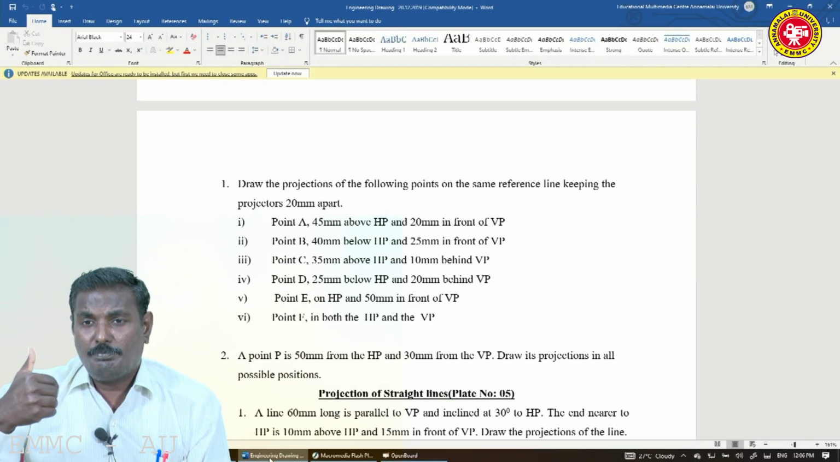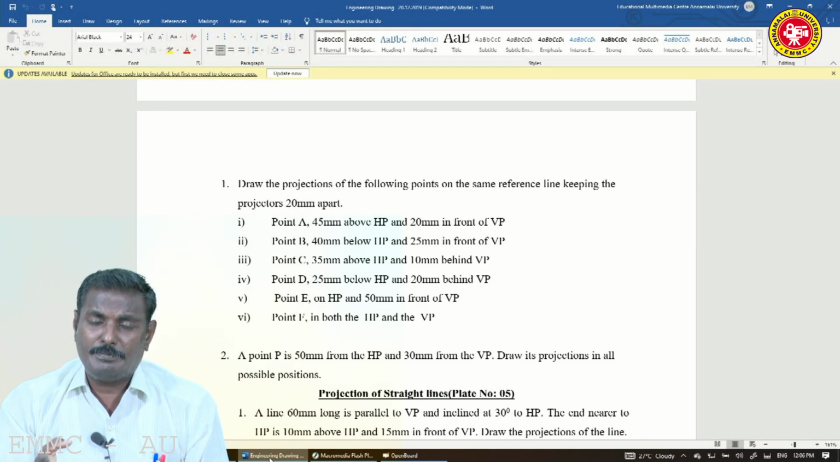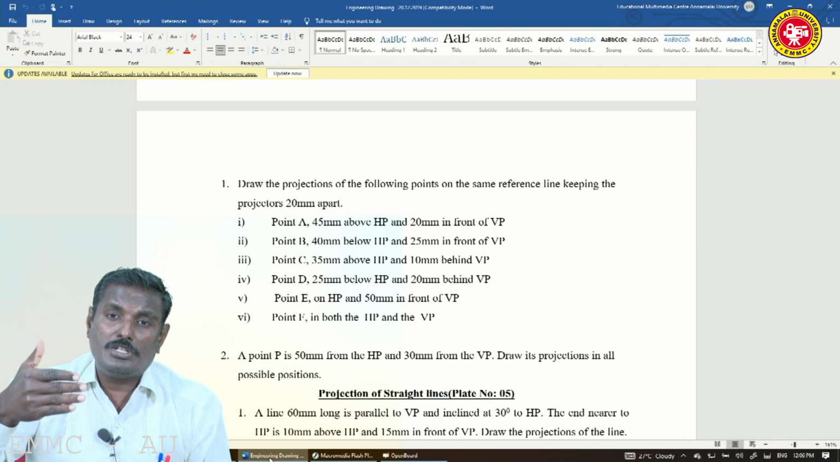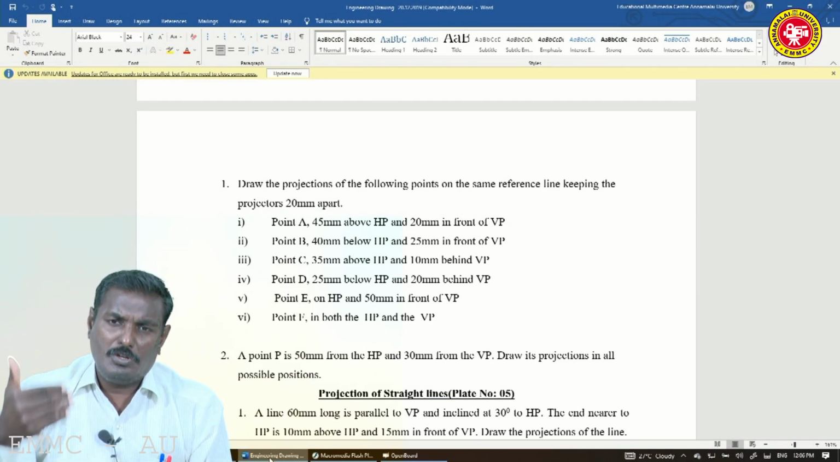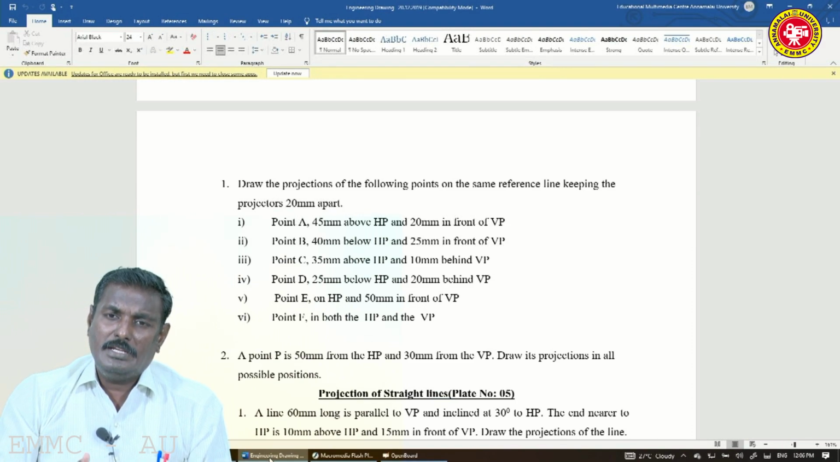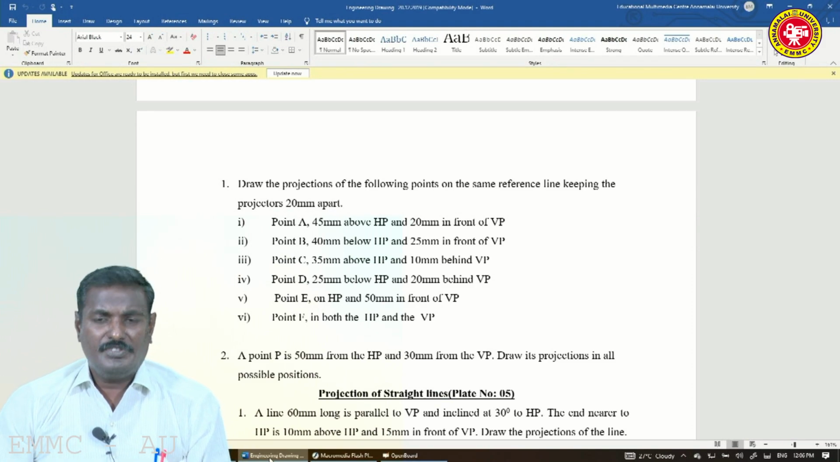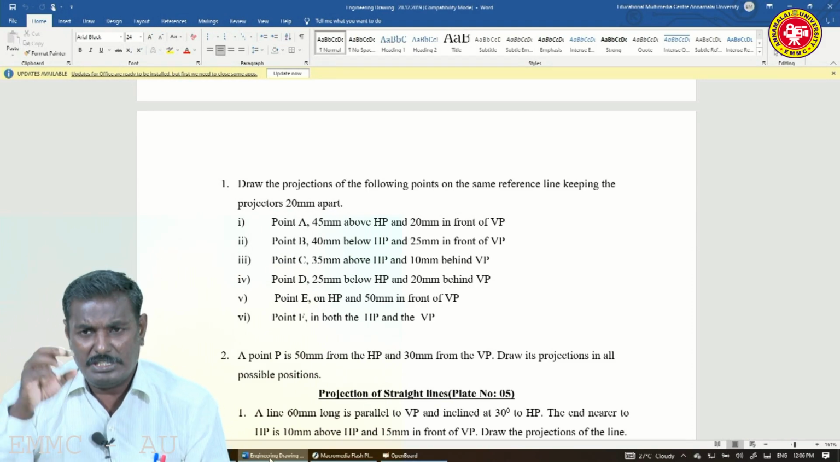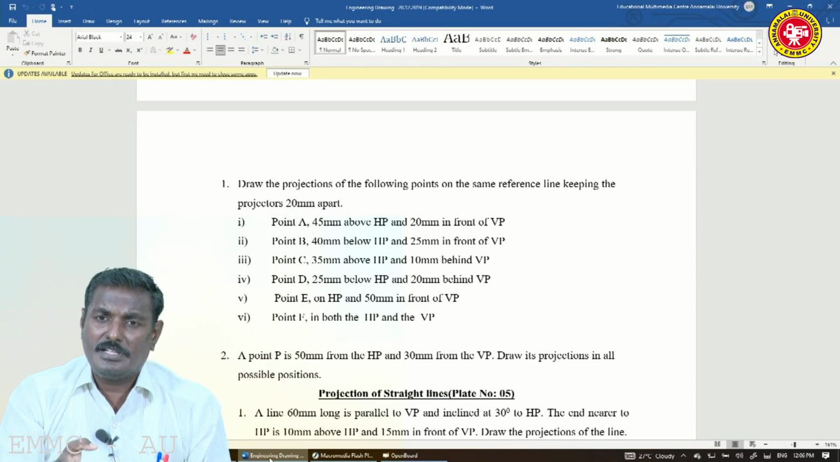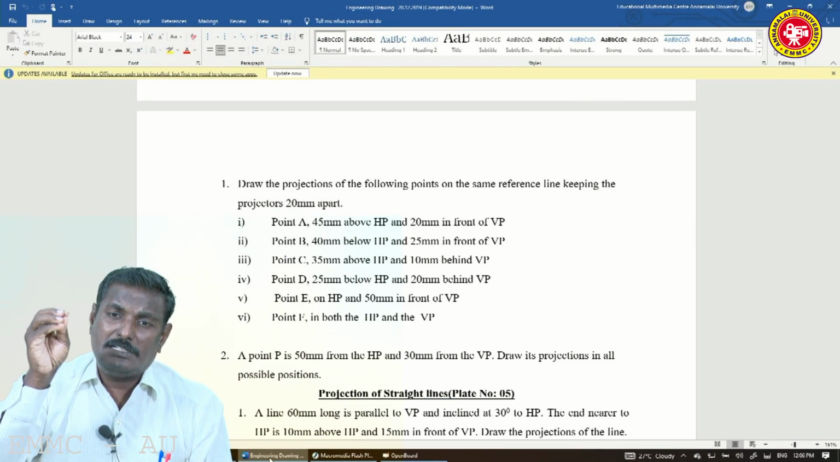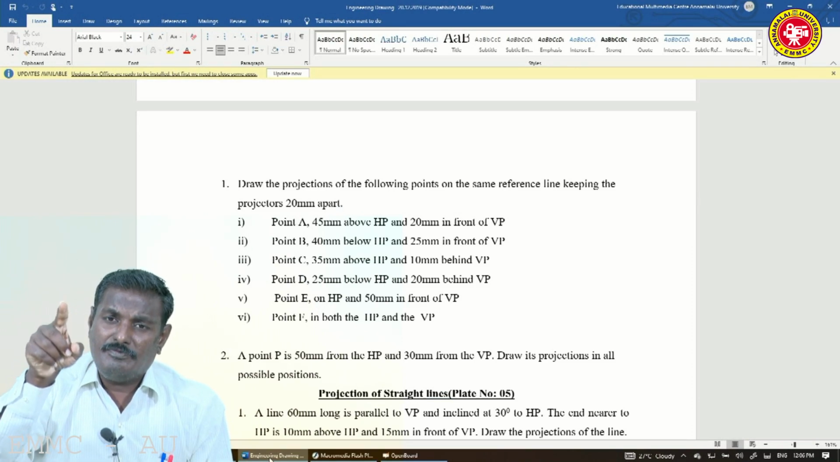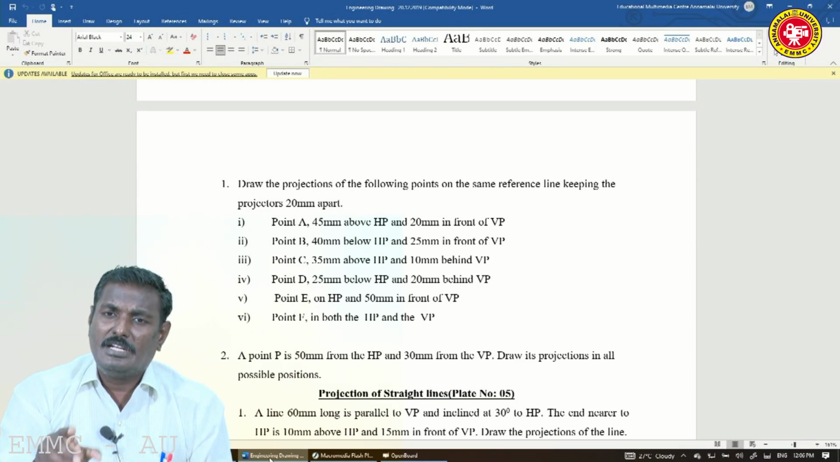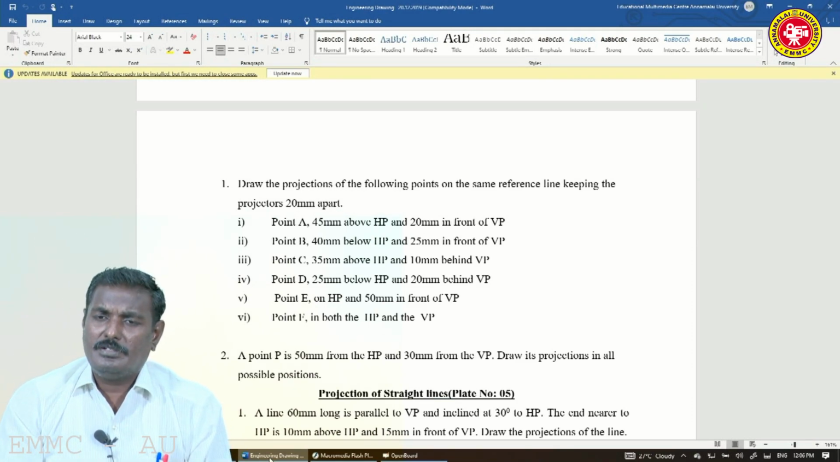That is, the plan view lies in the same projectors, because the projectors are mutually perpendicular to each other. That's why the perpendicular line is drawn from the XY reference line. So elevation as well as plan lies in the same projectors, not different projectors. For example, if you take the letter A, the letter A of the elevation lies in a projector, which means the letter A of the plan view lies in the same projector, not in a different one.